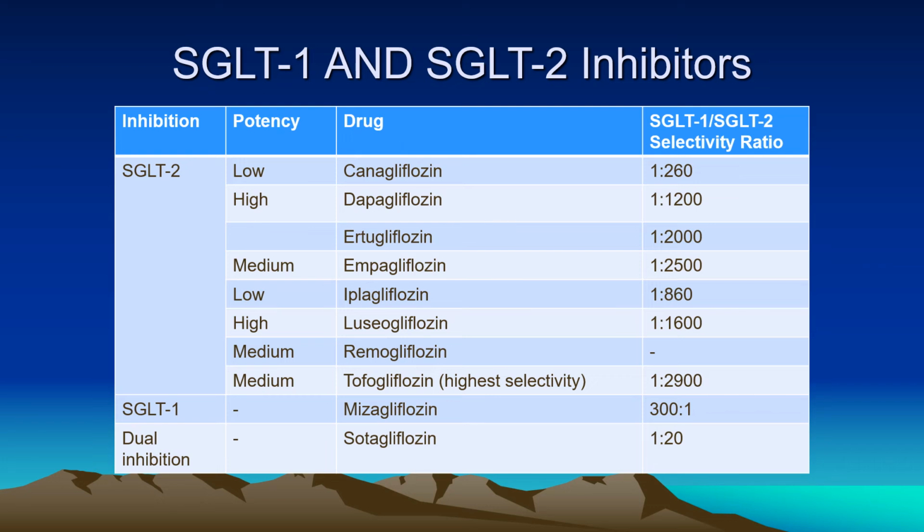Inhibitors of SGLT2 are canagliflozin, dapagliflozin, altogliflozin, empagliflozin, ipragliflozin, luseogliflozin, remogliflozin, tofogliflozin. Now, among these, tofogliflozin is the newest one with high selectivity for SGLT2, whereas canagliflozin has a low activity for SGLT2. Earlier, we studied that sotagliflozin and mizagliflozin are more selective for SGLT1 than SGLT2.